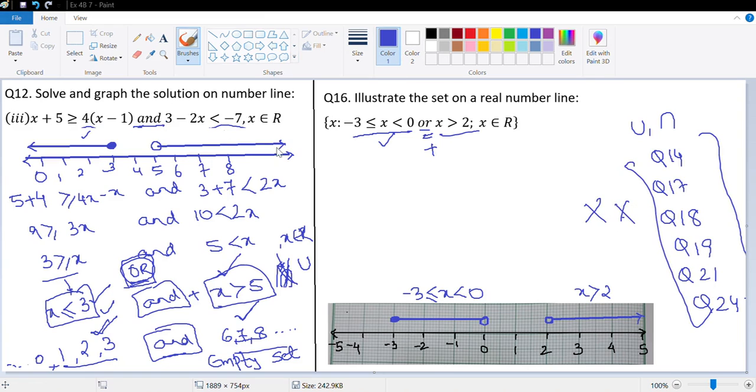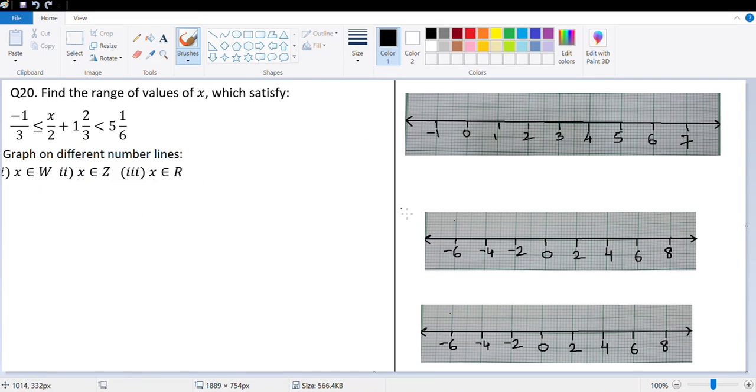The next question that we're doing is question number 20. Question 20 says, find the range of values of x which satisfy the given equation and graph them on different number lines when x belongs to whole numbers, x belongs to integers, and x belongs to rational numbers, real numbers. Let's break this up into two different inequations and let's solve them separately.